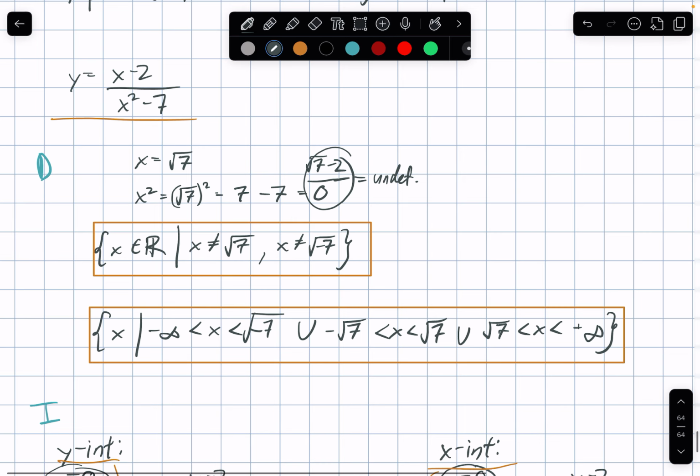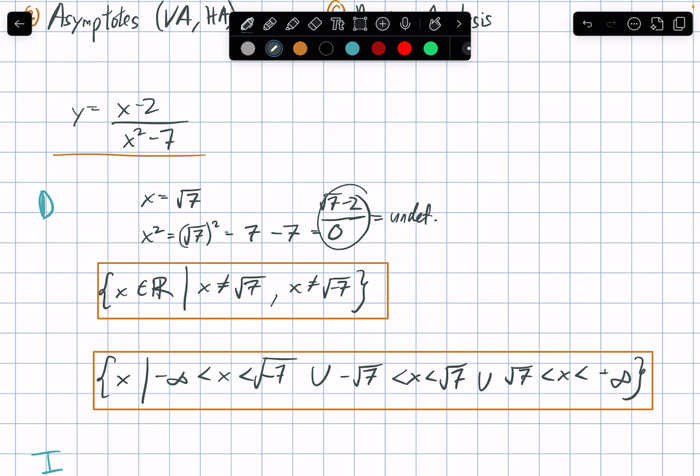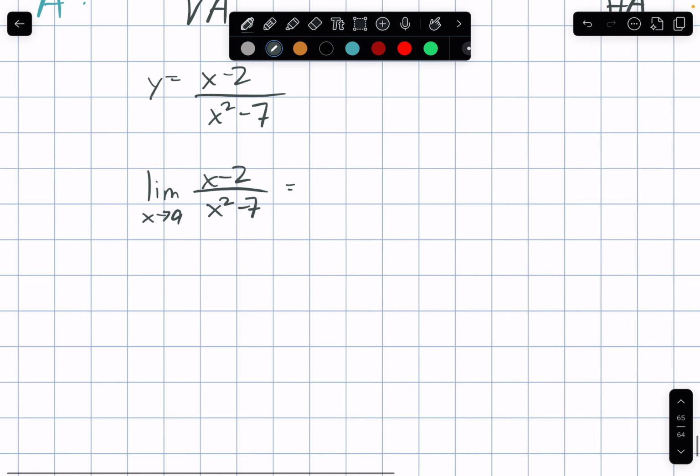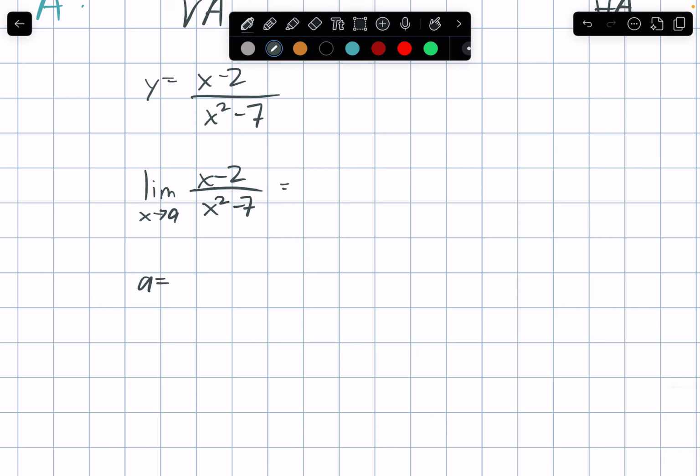Earlier, we considered that what makes the function undefined is if x is equal to the square root of 7 or square root of negative 7, right? So we will use those values. That's going to be basically our a, right? So in that case, y is equal to (square root of 7 minus 2) over (7 minus 7). That's going to be equal to c over 0, right?